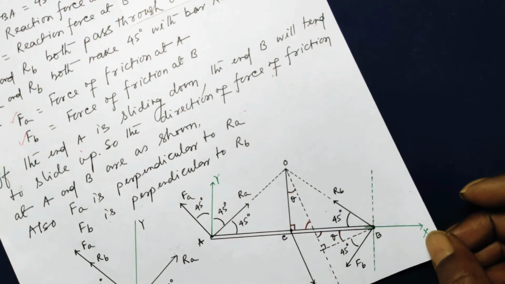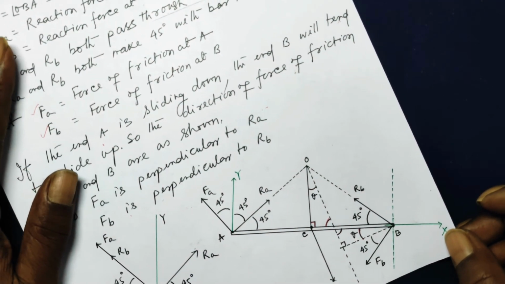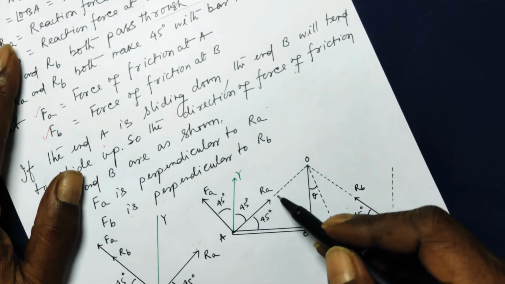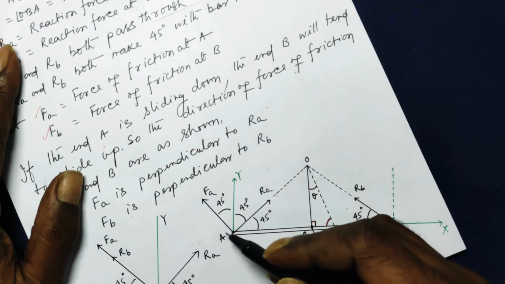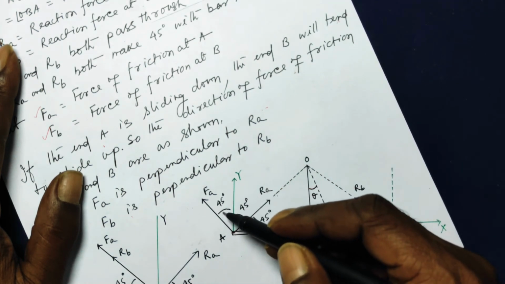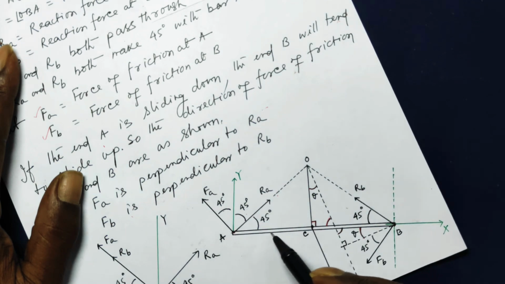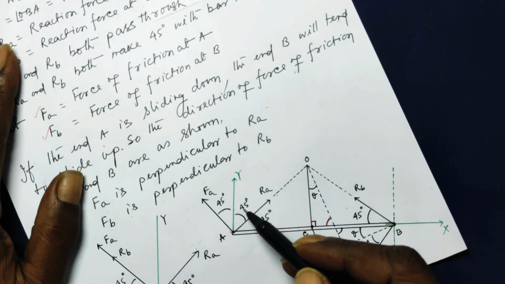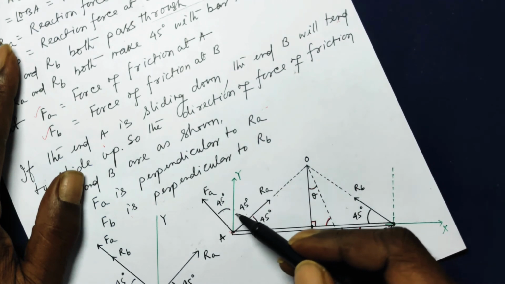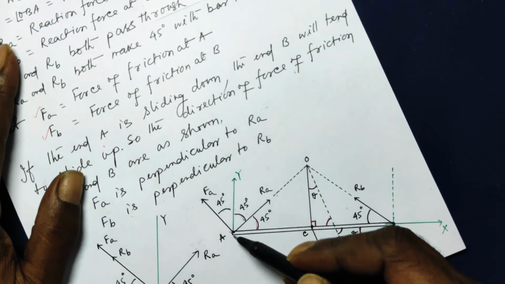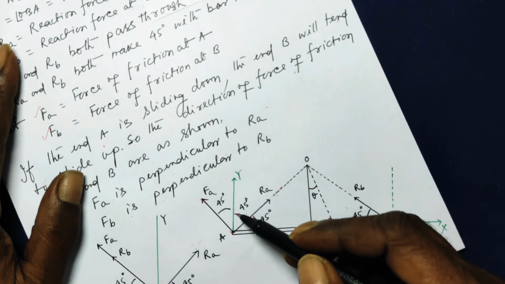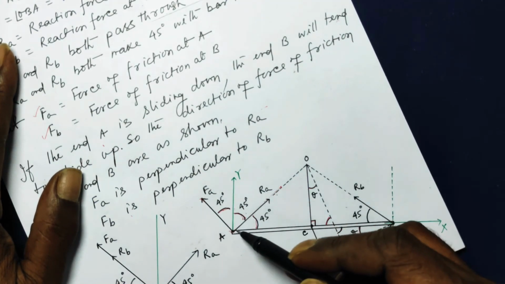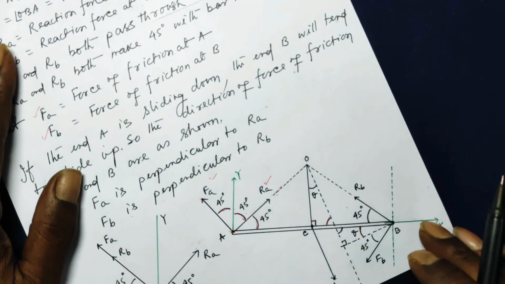Now, the force of friction at point A is perpendicular to RA. So this whole is 90. This I have taken as y-axis. So this is 45, 45. This is because I have taken this as your x-axis and this is your y-axis. This whole is 90. 45 is gone from here, so I am left with 45. This F is perpendicular to RA. This is 45. Therefore, this is 45. So together they have to be 90 because FA is perpendicular to RA.